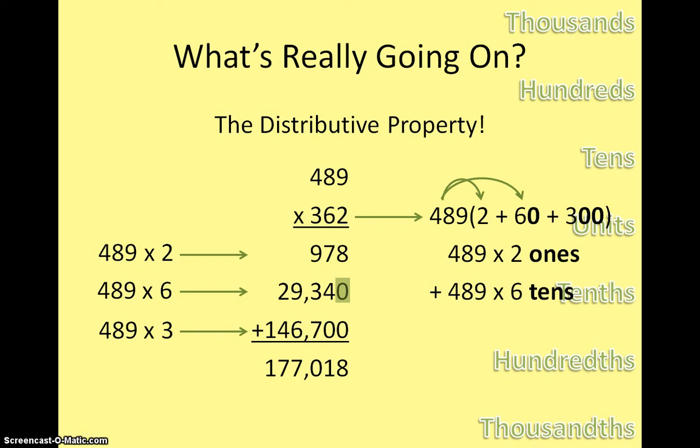Notice that when we see this as multiplying by 6 tens rather than multiplying by 6 and just tacking on a 0, the 0 makes more sense, and our students will be much less likely to forget it. Finally, we multiply the 489 by 3 hundreds, giving us 146,700. Again, the two zeros make more sense because we're dealing with hundreds.